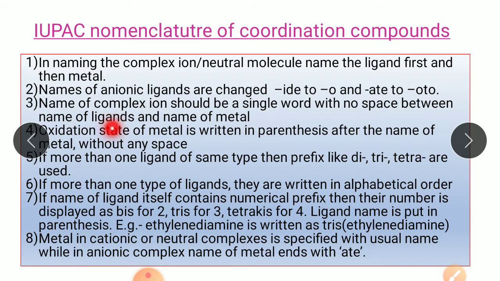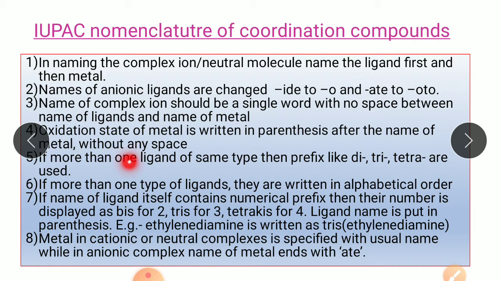Next, the fourth point is that the oxidation state of the metal is written in parenthesis, that is in brackets, after the name of the metal without any space. So while writing the name of the complex, the oxidation state of the metal is to be written after the name of the metal, and that also in brackets.